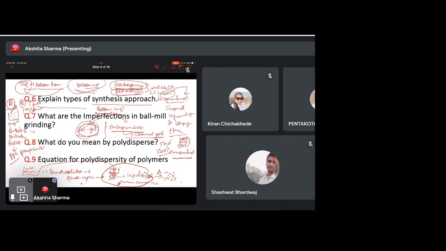Next question. What are the imperfections in ball milling grinding? Every synthesis process has disadvantages and advantages. What are the disadvantages if we choose ball milling, the top down approach, as our synthesis process? Anyone?